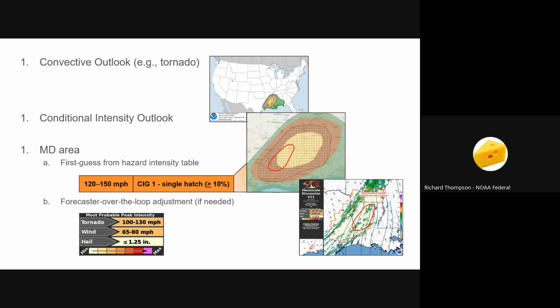So I'll talk about that more, but given where the MD area was, which is highlighted in red on top of the outlook, a 10 conditional intensity outlook 1, I'll talk about what that means, that grouping, historically, a first guess for when tornadoes occur would be peak wind speeds in the 120 to 150 mile an hour range.